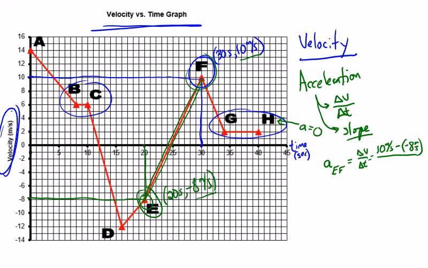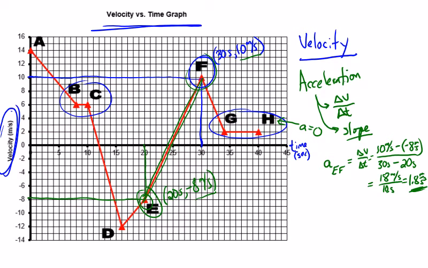My time is going to be 30 seconds minus 20 seconds. Could chunk that out. You basically got 18 meters per second over 10 seconds. And we would write that as 1.8 meters per second squared. So that's one of the cool things about a velocity versus time graph. You can actually find the acceleration of an object.